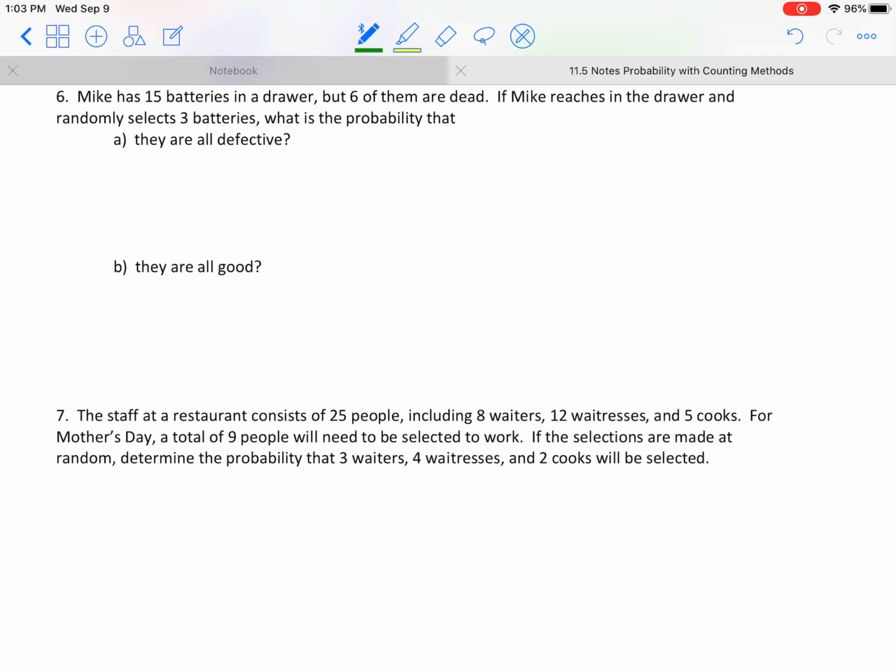If Mike reaches in the drawer and randomly selects 3 batteries, what's the probability that they're all defective? I'm assuming that means dead. So on the top is the number of combinations. We're choosing 3 dead batteries out of the 6 that are dead.